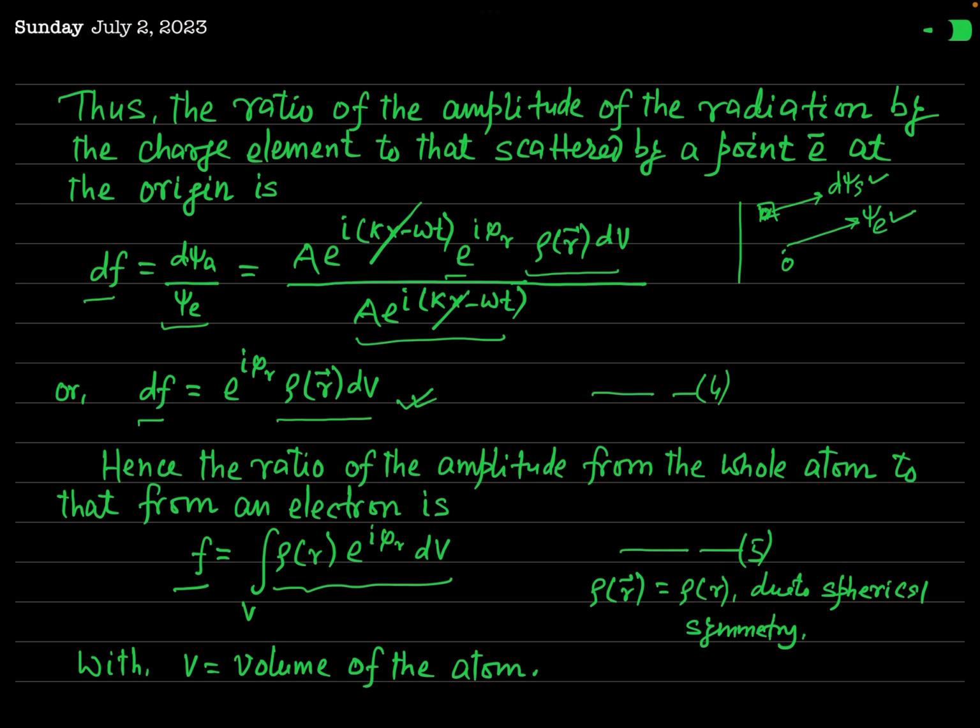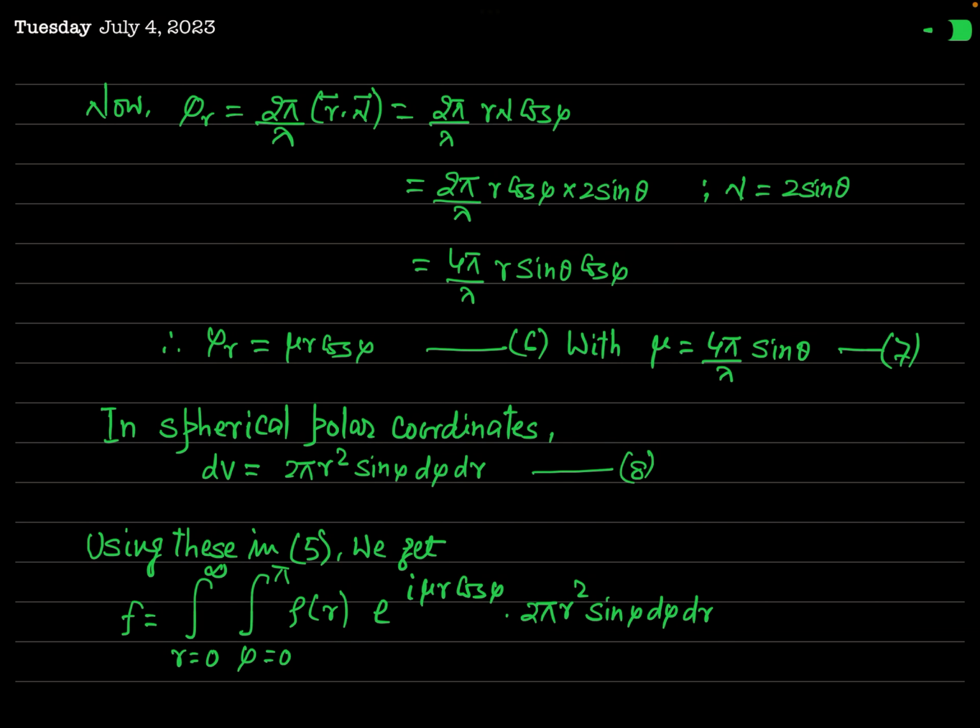Since the charge distribution is spherically symmetric here, this problem can be handled more conveniently when you use the spherical polar coordinate system. So let us use the spherical polar coordinate system for our further calculation. And in a spherical polar coordinate system, what will be this volume dV, and how will we find the phi r? Let us see everything now.